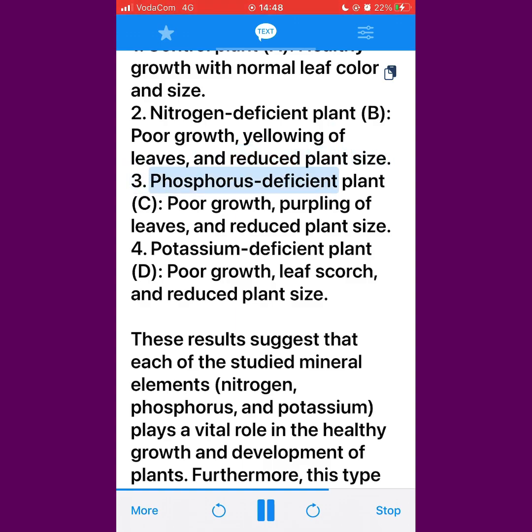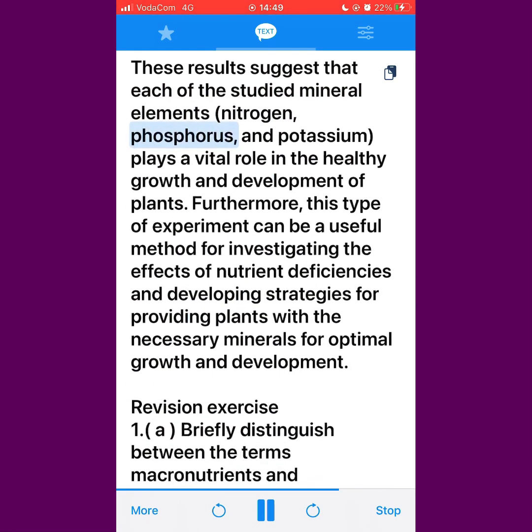3. Phosphorus deficient plant, C: poor growth, purpling of leaves, and reduced plant size. 4. Potassium deficient plant, D: poor growth, leaf scorch, and reduced plant size. These results suggest that each of the studied mineral elements, nitrogen, phosphorus, and potassium, plays a vital role in the healthy growth and development of plants. Furthermore, this type of experiment can be a useful method for investigating the effects of nutrient deficiencies and developing strategies for providing plants with the necessary minerals for optimal growth and development.